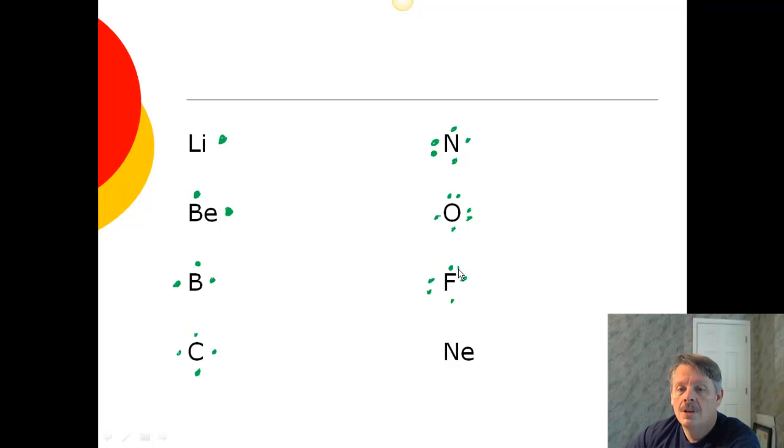Fluorine has 7 because it's in group 7A, and neon is the last one. You'll notice that it has pairs of electrons all the way around it. It has 8 electrons, and neon is the most stable. So fluorine could gain 1 to go right there, and lithium could lose 1, and then it wouldn't have any in its outermost shell. Well, then it would go down to its next level.